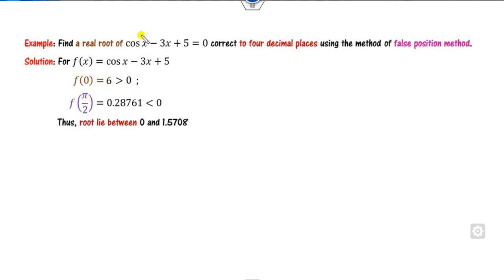F of pi by 2, because cos pi by 2 is 0. When you substitute here, it's cos pi by 2 minus 3 times pi by 2 plus 5. Remember, this pi is 3.1415 and so on. It is not 180, because it's x. So it's 3.14, or you can say 22 by 7. So once you substitute, it's negative. So what is that?